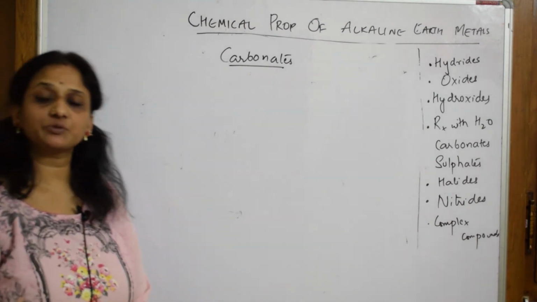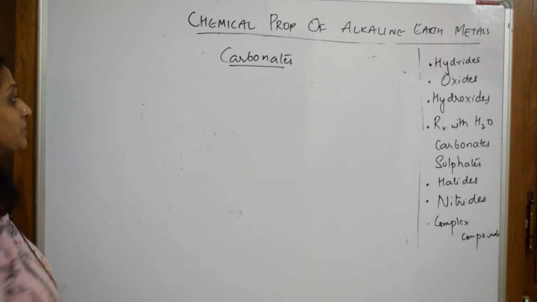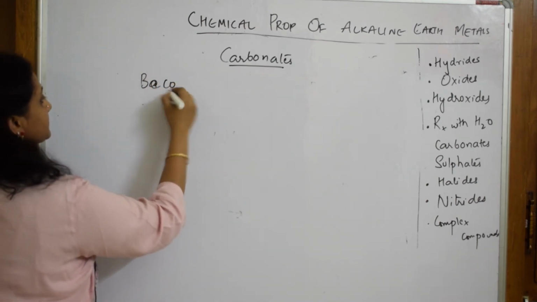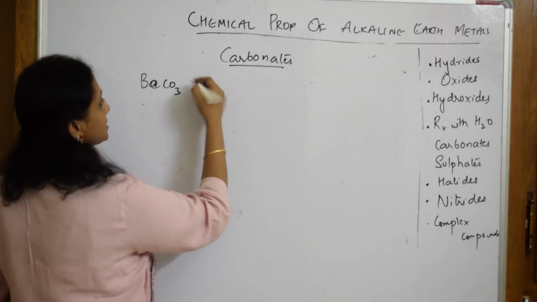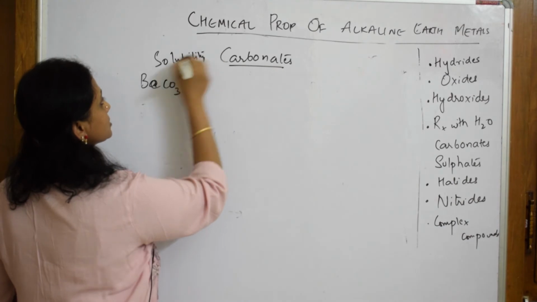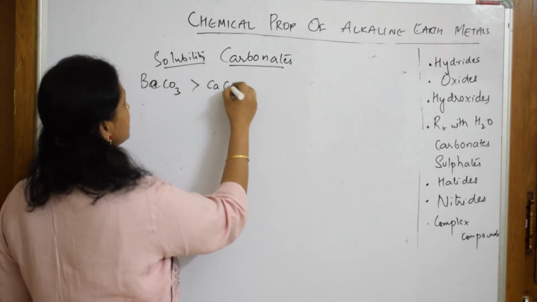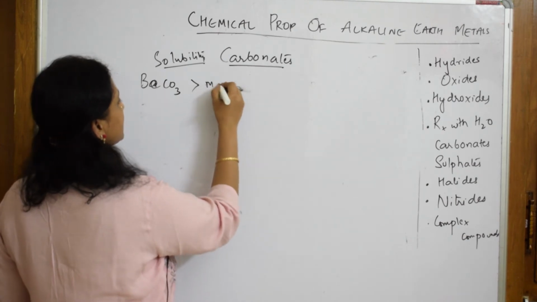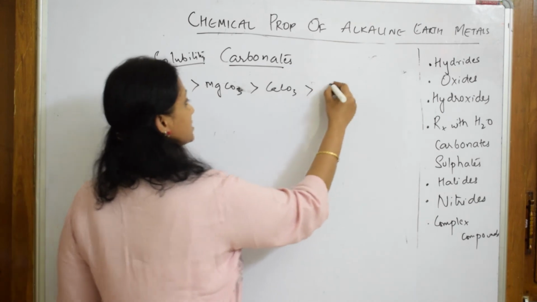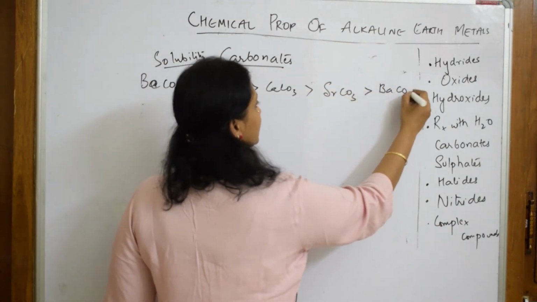Let's go back and speak about carbonates. Now when I have to speak about carbonates, let us see the order. In terms of solubility, beryllium carbonate is greater than magnesium carbonate, which is greater than calcium carbonate, which is greater than strontium carbonate, which is greater than barium carbonate.